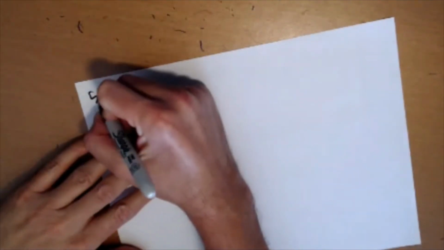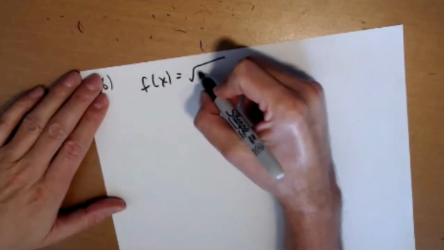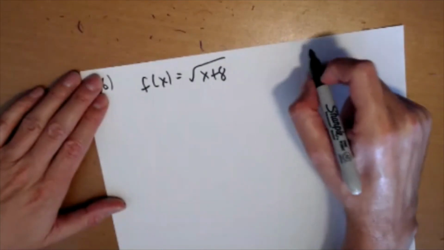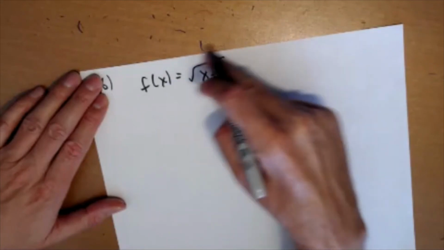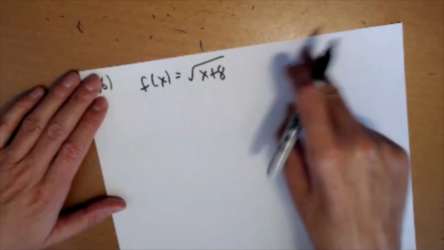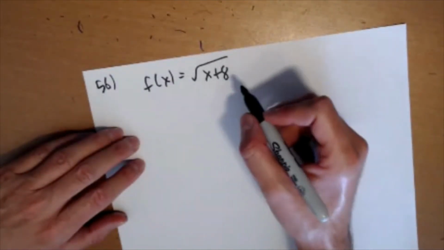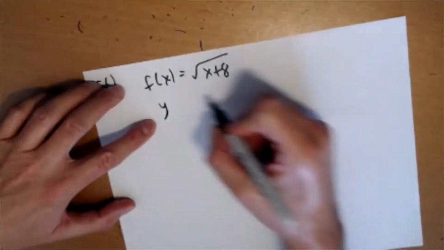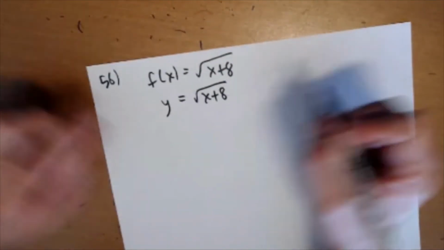f of x equals the square root of x plus 8. And then they put some little parameters off to the side, like x is greater than or equal to negative 8. They're just making sure that you're not taking square roots of negatives. So just ignore that extra stuff that they wrote. Just say thank you, book. Okay. So now, let's see. We call f of x y, the square root of x plus 8. And then we switch x and y.